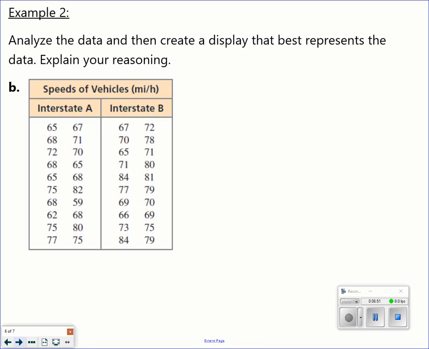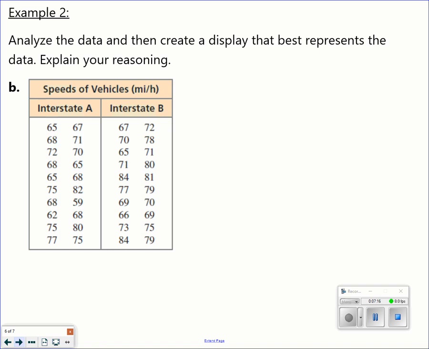Analyze the data and then create a display that best represents the data. Explain your reasons. So these are speeds. We got interstate A speeds and we have interstate B speeds. And there's a lot of data here, so I don't know if I'm going to actually go through this, but this would probably be a good one for a histogram. I could break this up into intervals and then do a histogram.